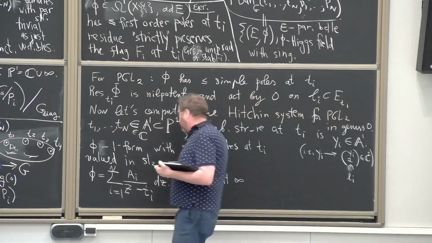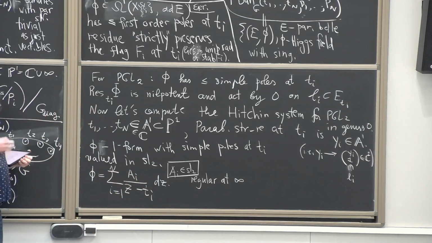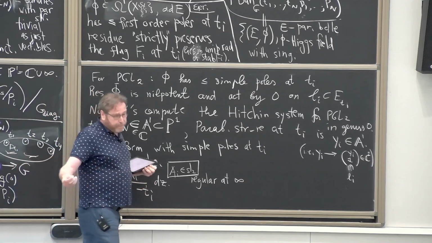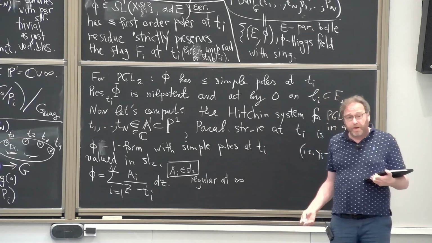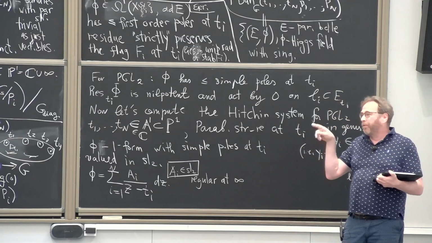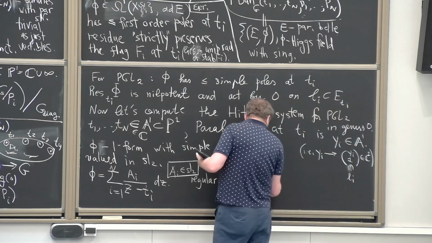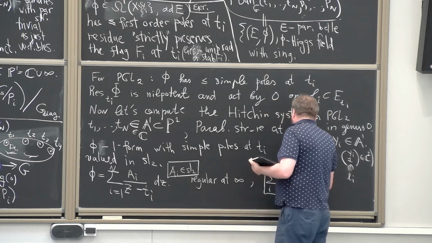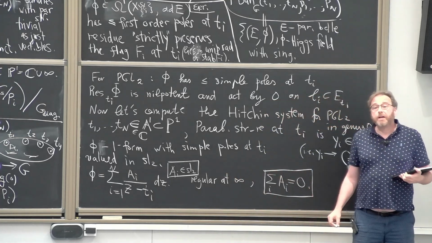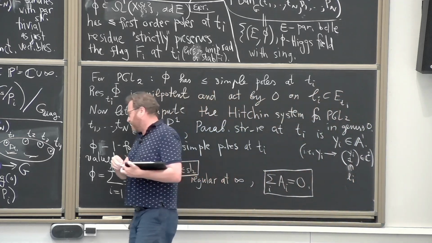So a form like this is regular at infinity if the coefficient of dz has a second order decay, because the form dz over z, for example, is singular. dz over z squared, dz over z cubed are already regular, because dz over z squared is the differential of 1 over z up to sign. And so this means we have the condition that the sum over i of Ai equals 0. Yeah, I'm not done yet, of course.